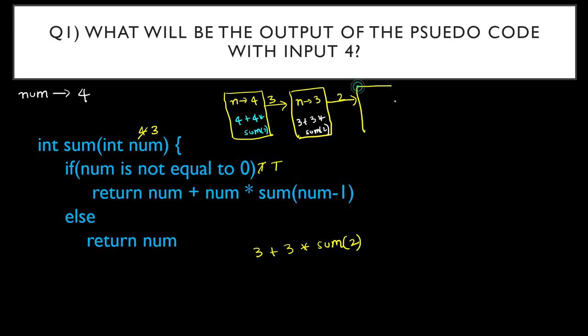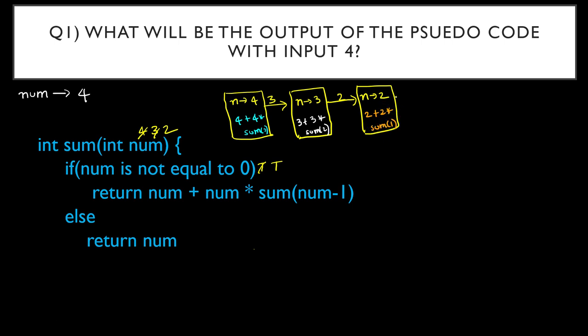So in the new function, the value of num becomes 2 here. Let us just erase this. Now what happens is, again 2 is not equal to 0, so this condition becomes true. So what will be returned? This will not be executed, but this will be executed. Num plus num into sum of 1, so 2 plus 2 into sum of 1.